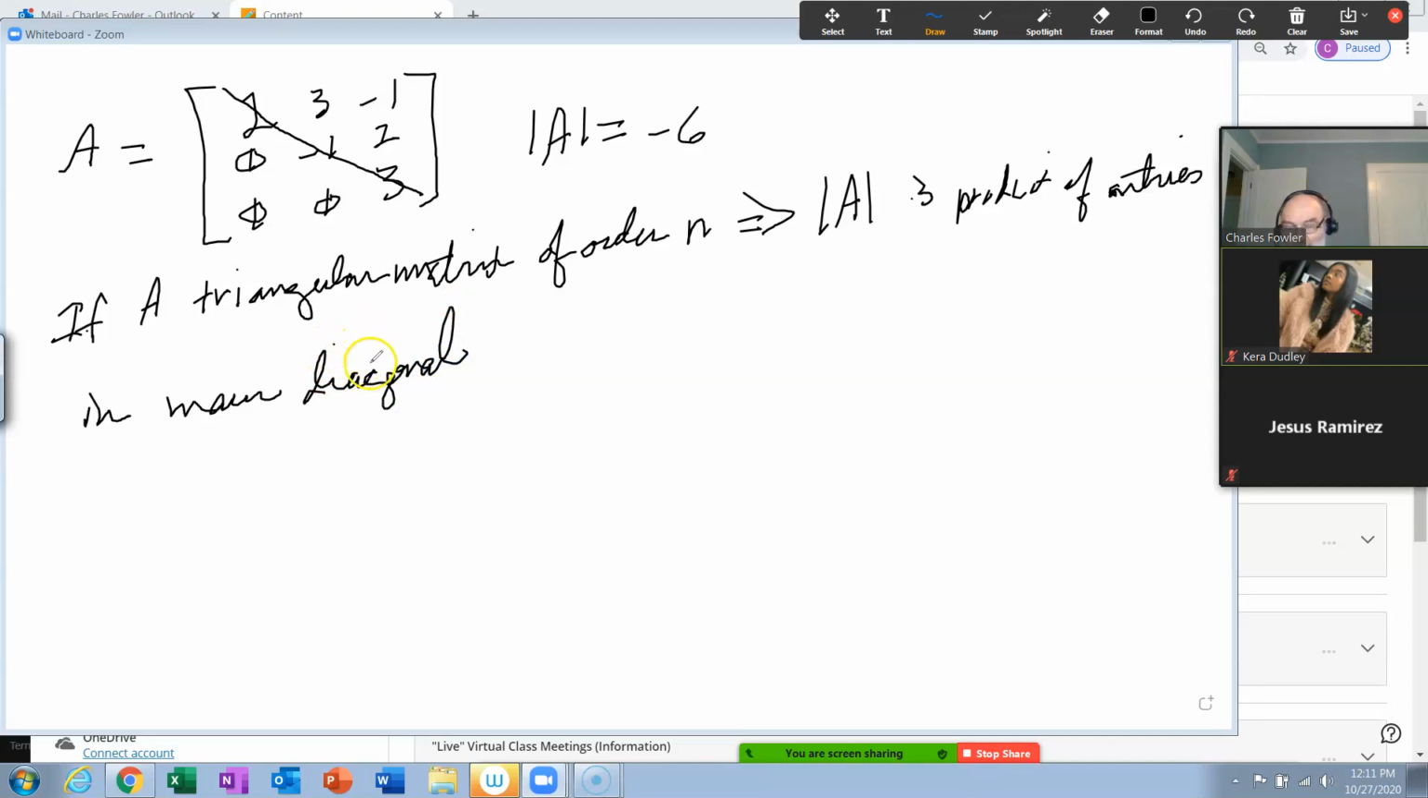My writing stinks, but it writes so much better if I write cursive than if I print. I don't know why. So in other words, if A is a triangular matrix, upper triangular, lower triangular, diagonal, it doesn't matter, any triangular matrix, then the determinant of A is simply the product of a11 times a22 times a33 dot dot dot times a sub nn. Only those diagonal entries. Multiply them together, you got them. Okay. Any questions on that?